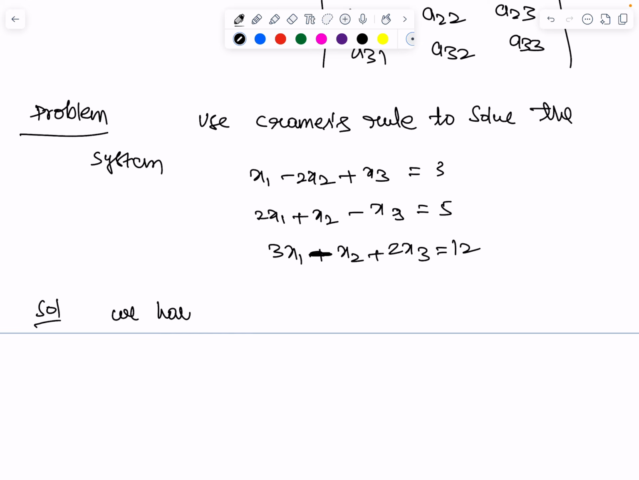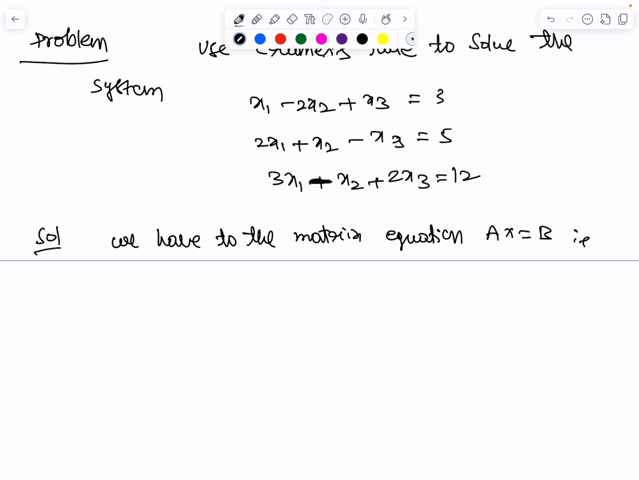We have to write the matrix equation Ax equal to B, that is, the coefficient matrix. So we have to identify the coefficients of x1, x2, x3. What are the coefficients? It is 1, minus 2, 1. Once that is done, we move to the second row. So what are those? This is 2, 1, minus 1. And then once that is done, we move to the third row. That is 3, minus 1, 2. This is your coefficient matrix A.